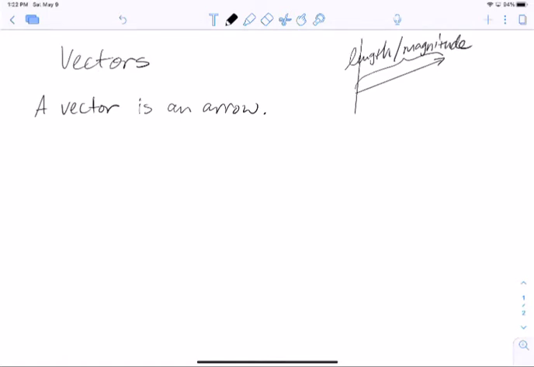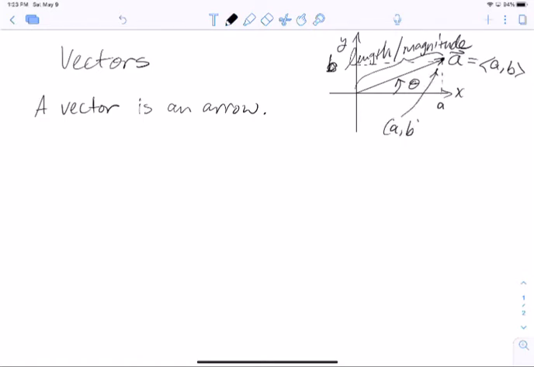And in the case of the xy coordinate system, the direction is given by an angle theta with respect to the positive x-axis. If the tip of the vector is the point in the xy plane, say (a, b), then the vector itself, I'll call the vector a, is equal to, we use angle brackets, ⟨a, b⟩. It looks like an ordered pair. I mean, it is an ordered pair, but we have angle brackets instead of parentheses to distinguish it from the point in the xy plane, which has coordinates (a, b).